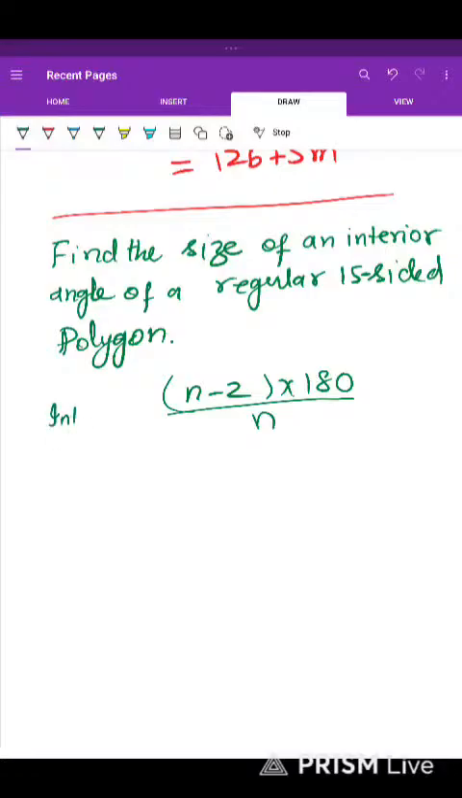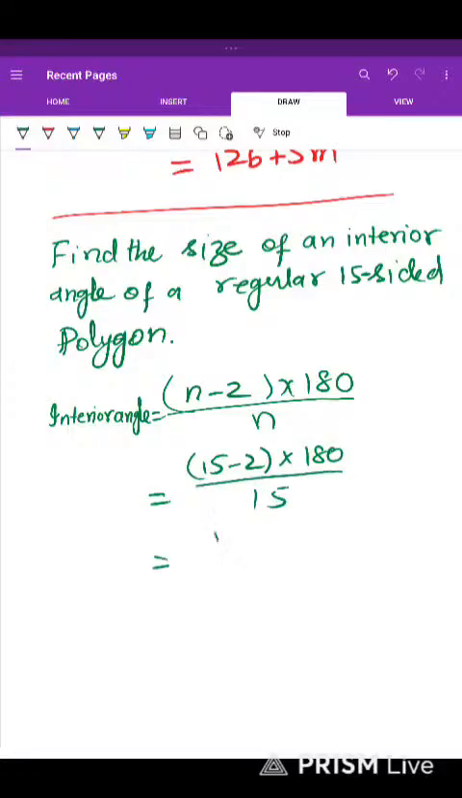Interior angle can be calculated using this formula. So n is the number of sides, right? The number of sides is 15, so n is 15. So it is 13 multiplied by 180 divided by 15. 15 divides 180 by 12, right?